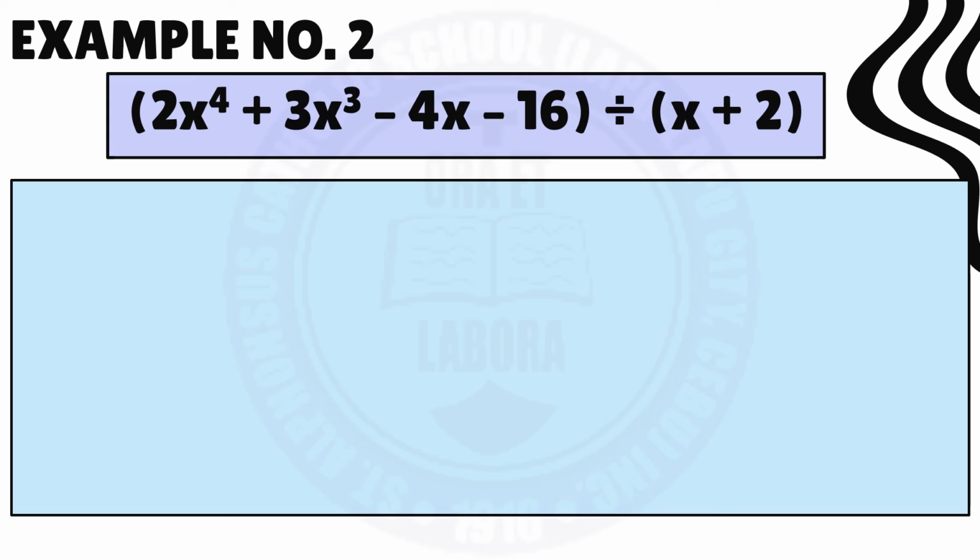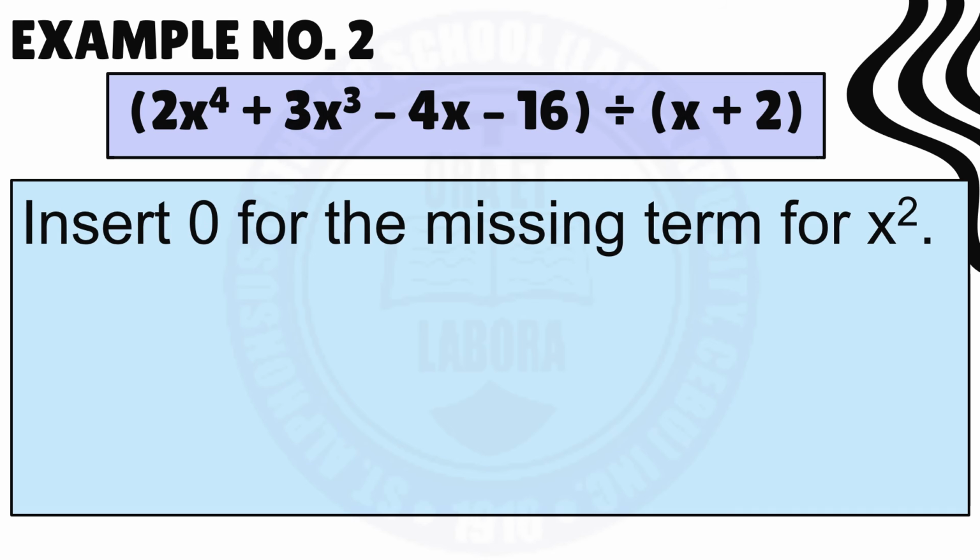Second example. 2x raised to 4 plus 3x cubed minus 4x minus 16 divided by x plus 2. Insert 0 for the missing term for x squared, since in our given dividend, there is no term for x squared. So as a replacement or as a placeholder, we will be putting 0.